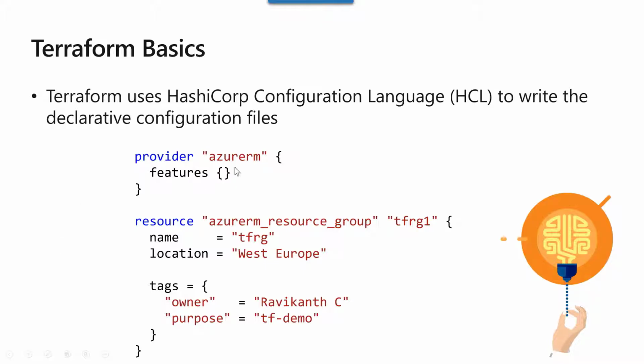The features block that you see inside this is a mandatory block, although they have not specified anything. That must be specified as a part of Azure RM provider block. The second one that you see is a resource block. I have Azure RM resource group as the resource that I want to manage right now or create. And I have a name given to this block. For this particular resource I'm creating, I just have a name called TFRG1. And within this block, I have a bunch of parameters like, what is the name of the resource group, what is the location of the resource group, and what are some of the tags that I want to assign to this particular resource group once it is created.